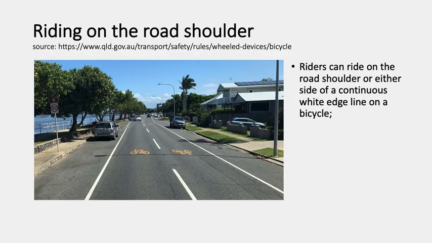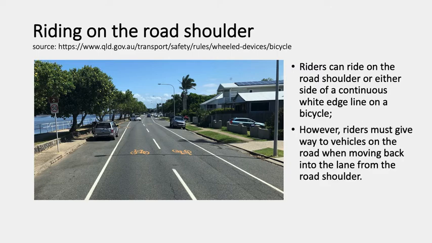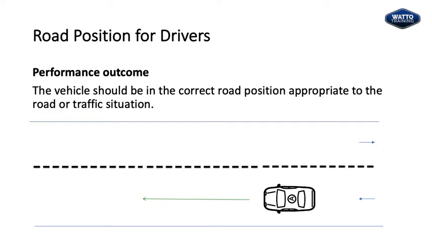Riders can ride on the road shoulder or either side of a continuous white edge line on a bicycle. However, riders must give way to vehicles on the road when moving back into the lane from the road shoulder.